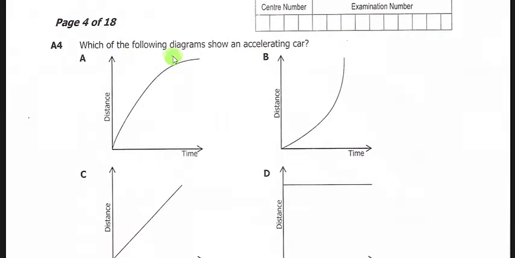So when we look at which one matches our graph here, where we're asked which of the following diagrams shows an accelerating car, it should be B, because it is facing towards the distance. So let's move to another question.